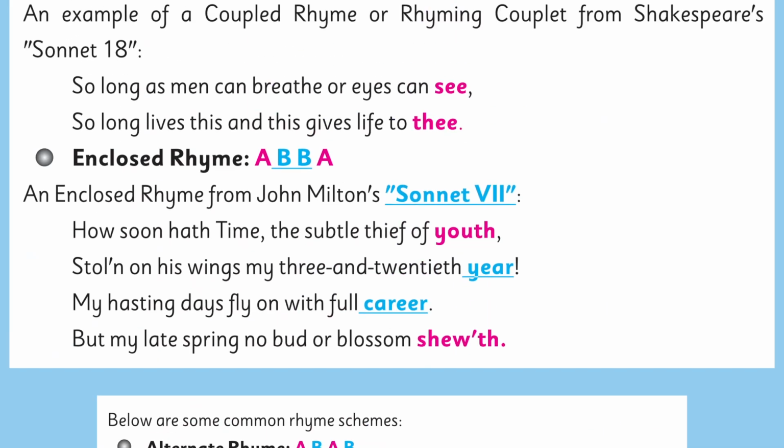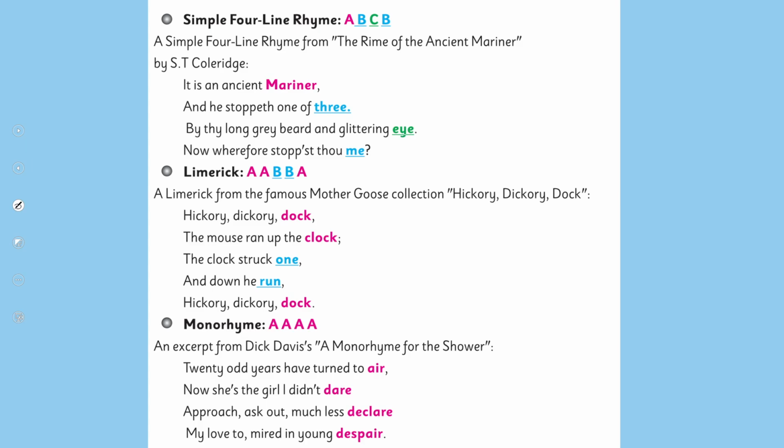Ballad is also a kind of poem. Simple 4-line rhyme is A, B, C, B. This is an example from The Ancient Mariner by S.T. Coleridge. You can point out the rhyme scheme. Here is the pattern of this rhyme scheme.